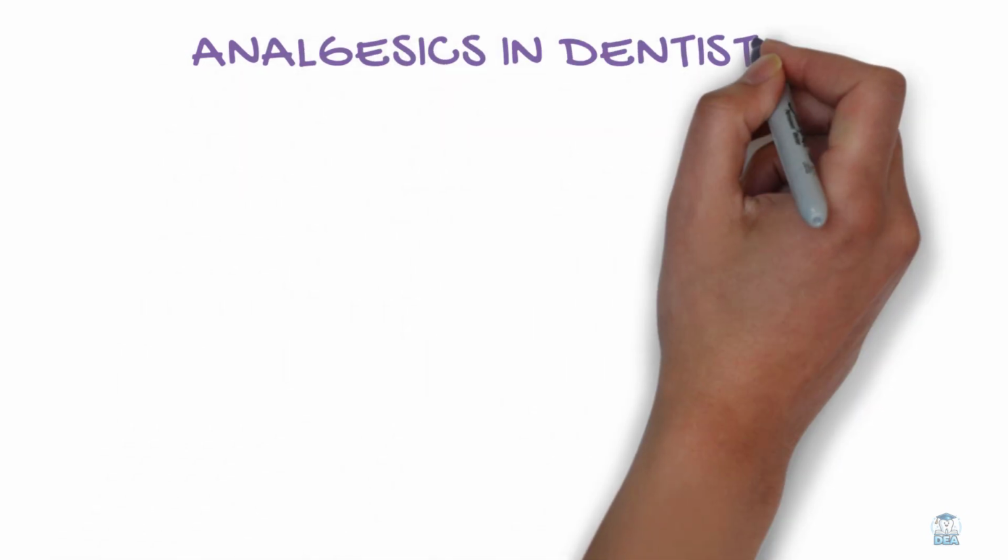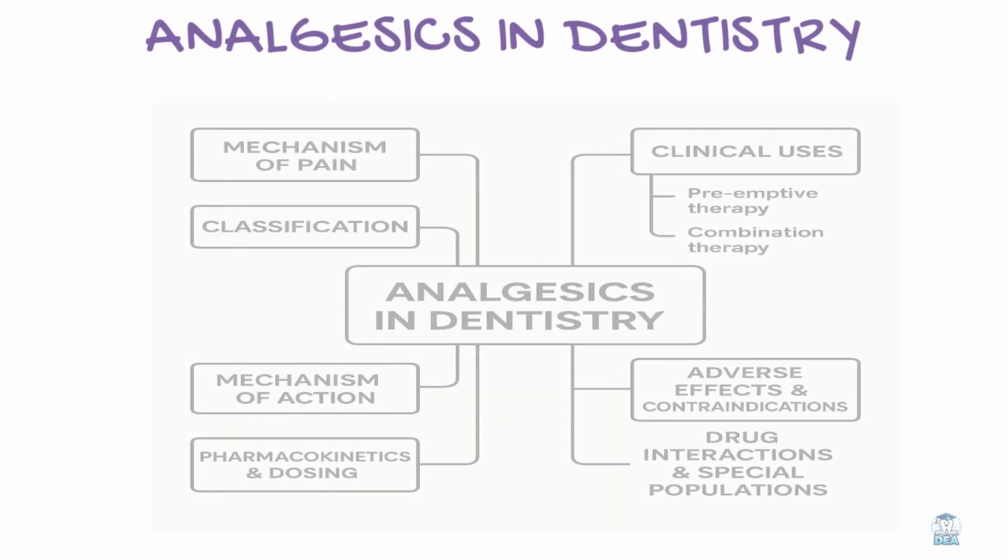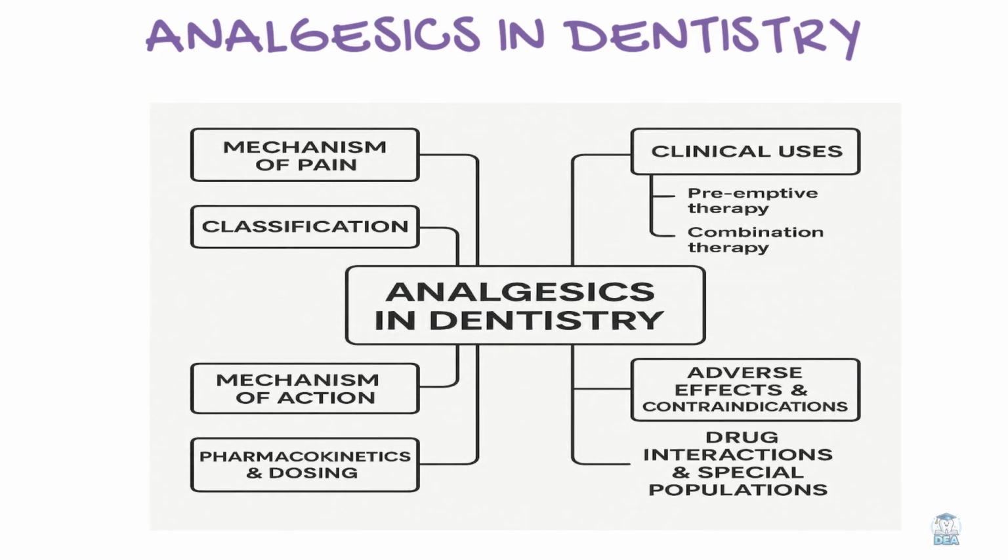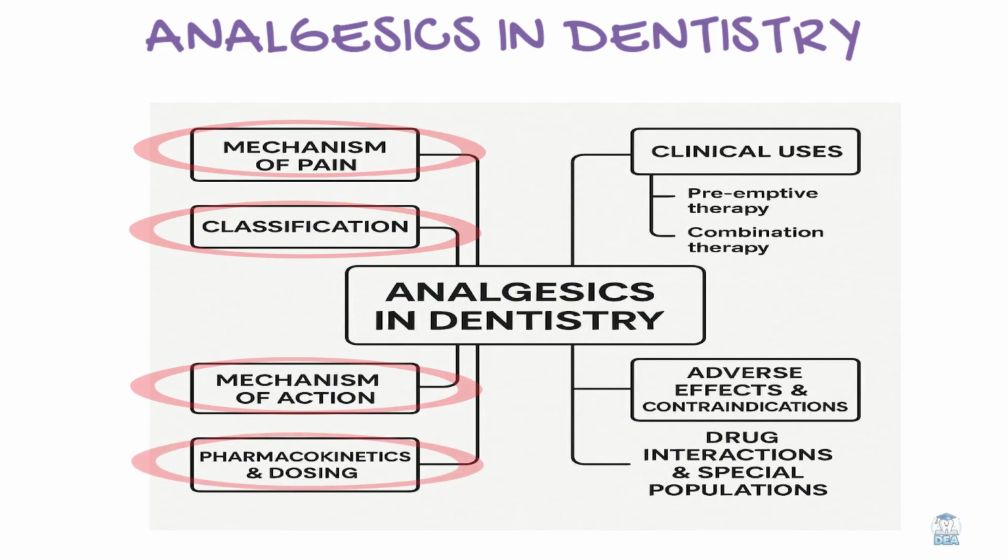Pain management is a cornerstone of dental practice. This mind map shows the framework we'll explore in this video. We'll start with how dental pain arises at the molecular level, classify analgesics, examine their mechanisms, and understand dosing and pharmacokinetics. Then, we'll discuss clinical applications, advanced concepts like preemptive and combination therapy, adverse effects, contraindications, and important drug interactions. By the end, you'll have a comprehensive, evidence-based understanding of analgesics in dentistry.